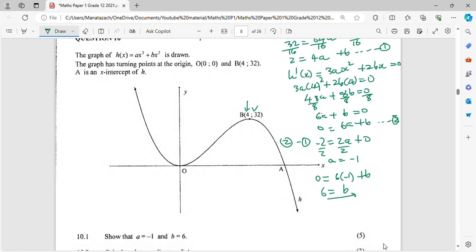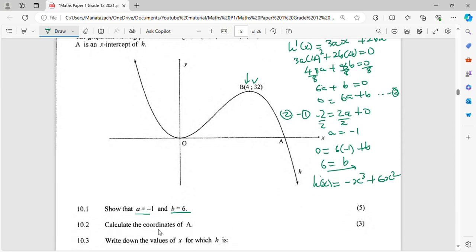So that means the new equation for h of x with all the values known is going to be minus x cubed plus 6x squared. So a is -1 and then b is 6.